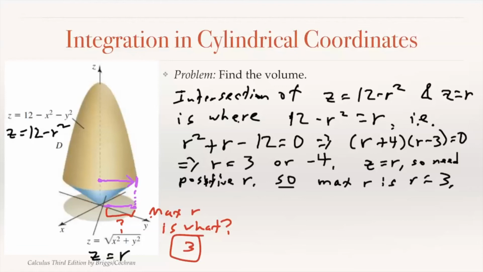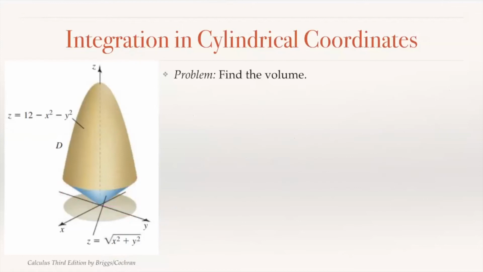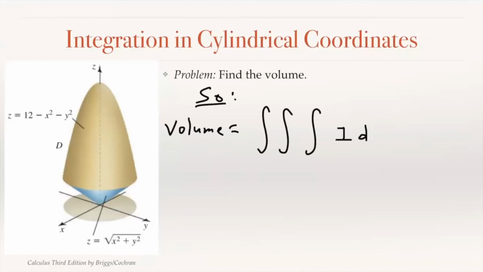So we answer that question. Our r will go from 0 out to 3. We're finding the bounds on the integrals. Okay, so z goes from r up to 12 minus r squared, r goes from 0 to 3, and theta makes a full revolution, 0 to 2 pi. So in total, the volume is this. So we have a dz r dr d theta, and the 1 again is because of volume. That's what we always put in the triple integral if we're just finding the volume.